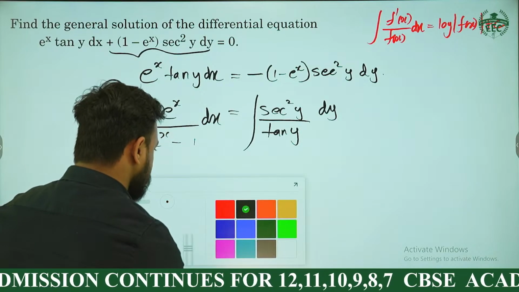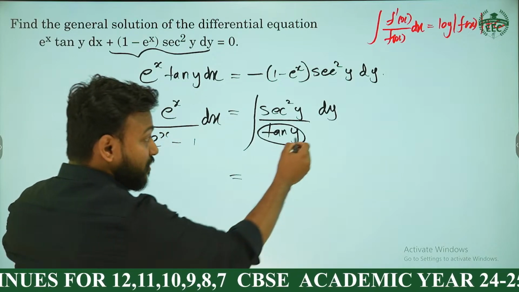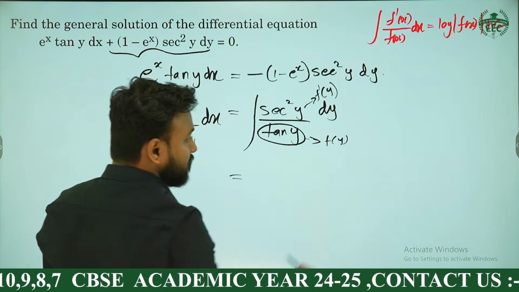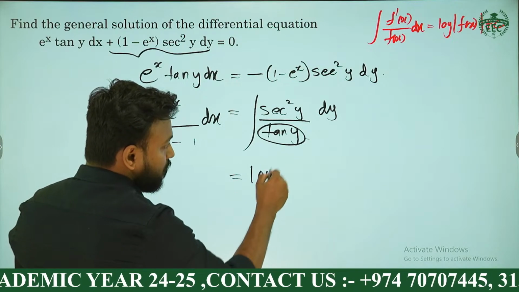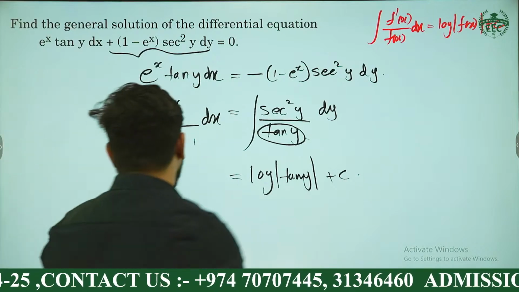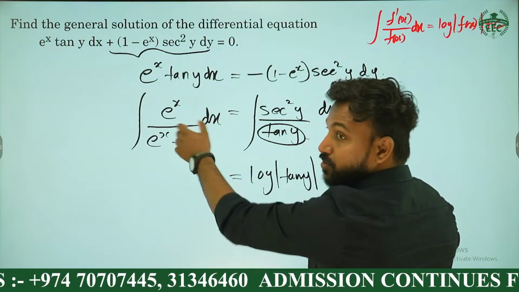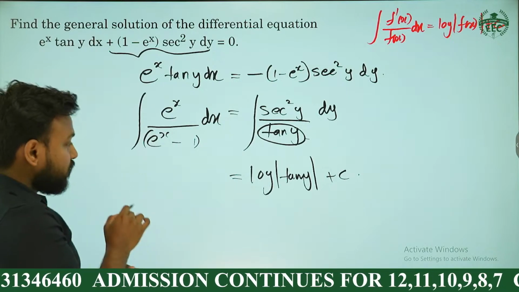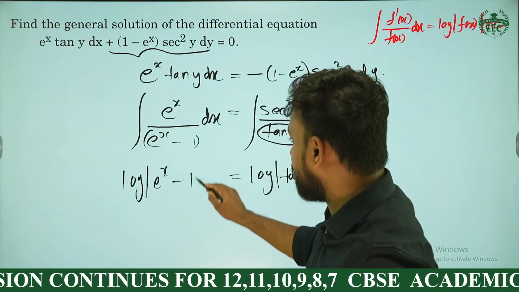Then listen here. What is the derivative of tan y with respect to y? That is sec square y. So it is f of y and it is f dash of y. Then the answer will be log mod f of y, that is log mod tan y plus c. And also here you can see, what is the derivative of e raised to x? Derivative of e raised to x is e raised to x and derivative of 1 is 0. So finally the derivative of the denominator is at the numerator. Therefore the answer will be log mod e raised to x minus 1.